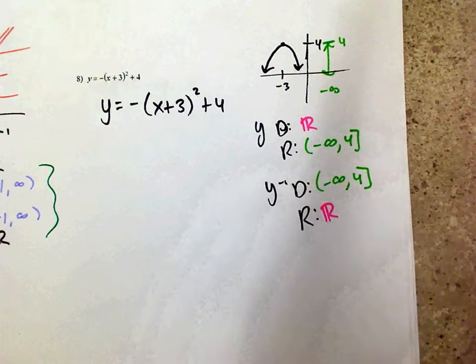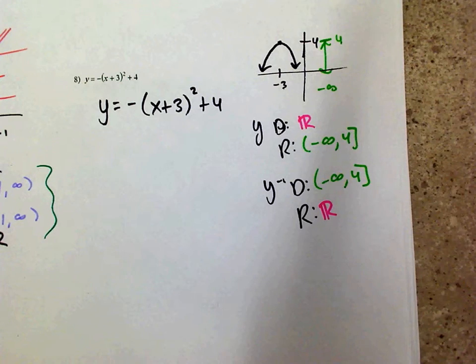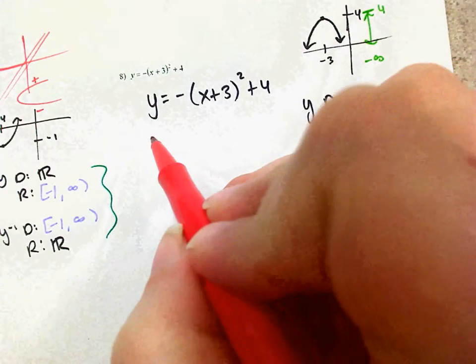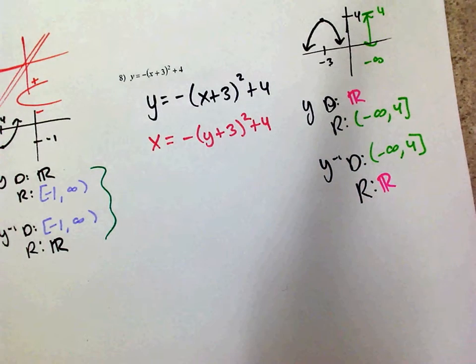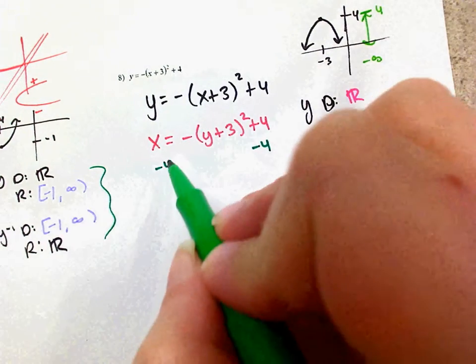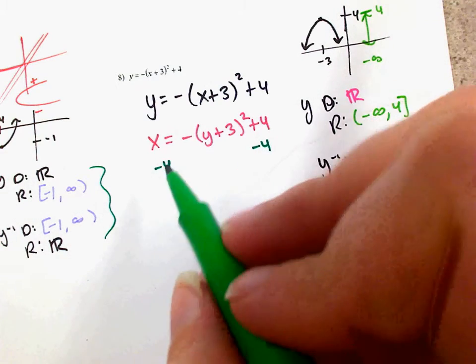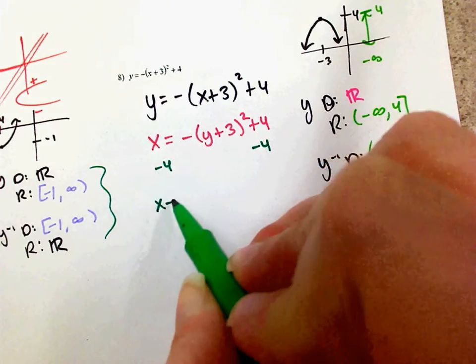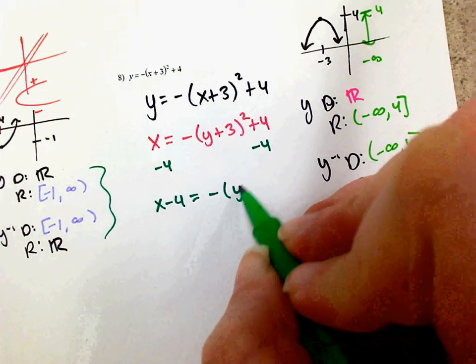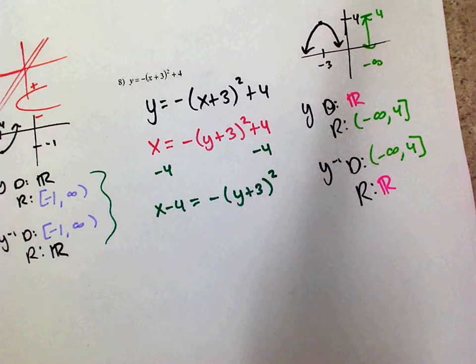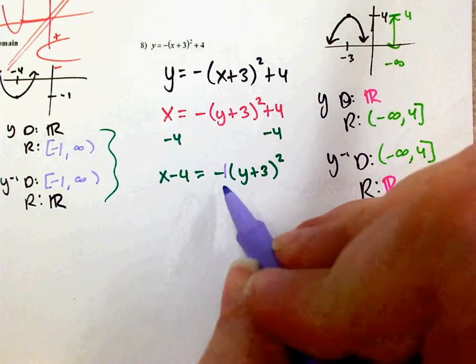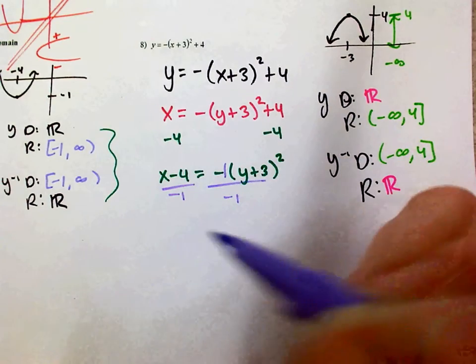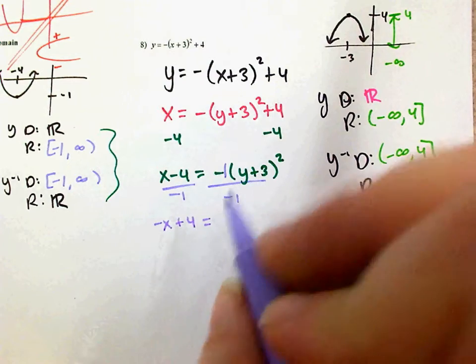Okay, now I need to find the inverse. So I'm going to switch x and y. And the next thing I'm going to do is subtract the 4. I have a lot of people right now that tell me 4 minus x, and that is very, very, very wrong. Don't do that. Okay? There's a number actually in front of this parenthesis right here, and it's a negative 1. I need to get rid of that, so I divide by negative 1, or I just change the signs. Negative x plus 4 equals plus 3 quantity squared.